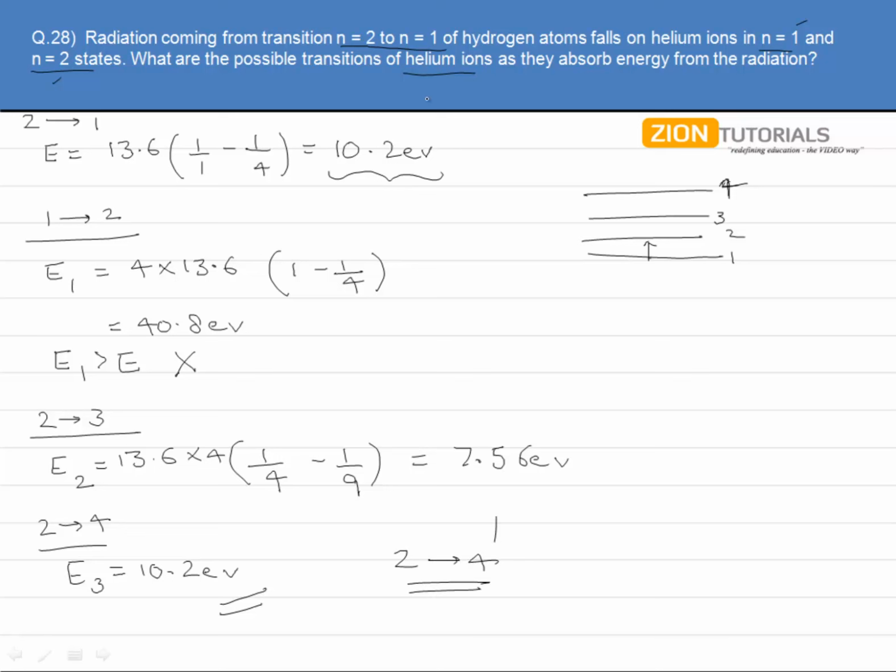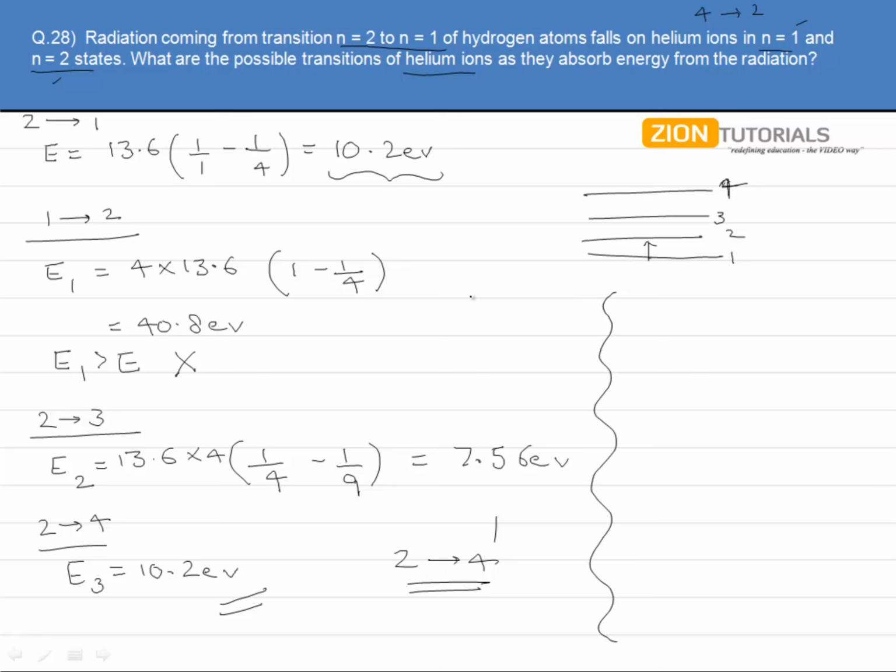Or rather, if this is coming from 2 to 1, then the helium ions will be coming to 4 to 2. But since they are in 2 already, it will be going from 2 to 4. Because if it is going from 2 to 4, it needs to absorb that much energy, and if it is coming from 4 to 2, it will be releasing that much energy. Now that is over as per the answer.